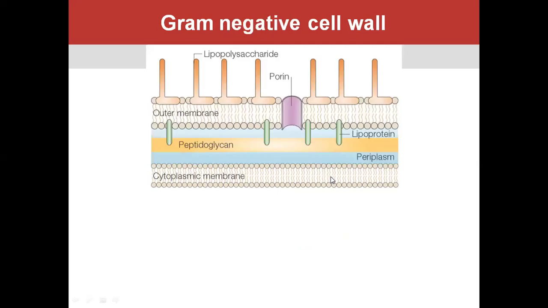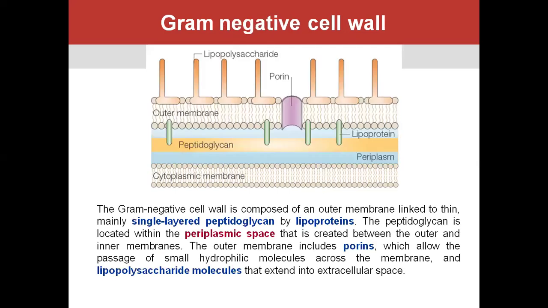Next, the gram-negative cell wall. In the gram-negative cell wall, the peptidoglycan content is less and it is a complex structure. It consists of an outer membrane, a peptidoglycan layer, and a cytoplasmic membrane. It consists of a single layered peptidoglycan, and there is a space between the outer membrane and the cytoplasmic membrane.